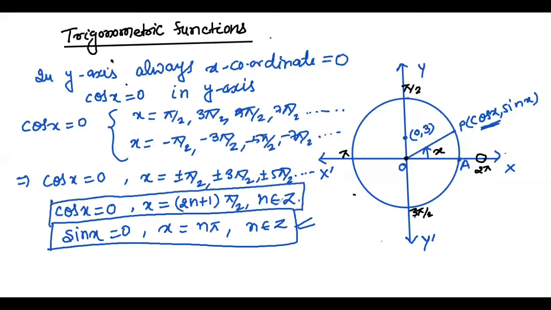These two are very important forms in trigonometry. You have to remember them so that you can solve questions based on them. sin x is 0 when x equals n pi, where n belongs to integers. And cos x is 0 when x equals (2n plus 1) pi by 2, an odd multiple of pi by 2, where n belongs to the set of integers.